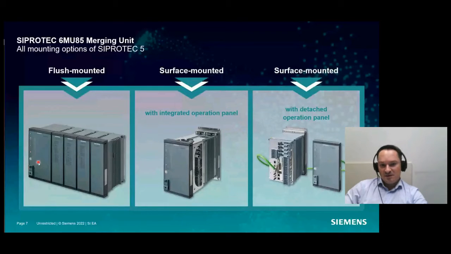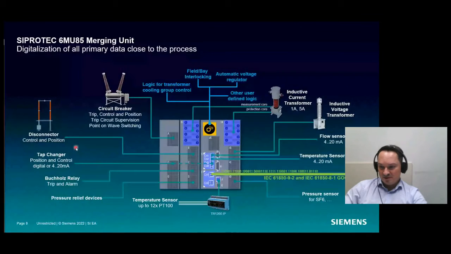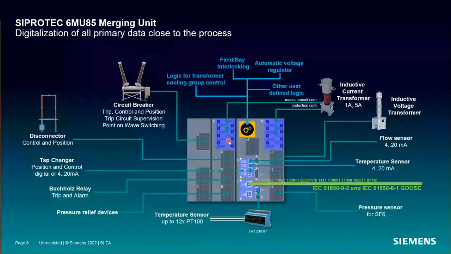Now, if we take a look at the possibilities when we install this merging unit in the field, our merging unit provides interfaces to various primary equipment: switching devices, all kinds of sensors, tap changers, Buchholz relays. We can also realize user logic inside for field and bay interlockings. We can also do transformer cooling control, for example. We can apply an automatic voltage regulator. Also, we can execute some simple protection functions.